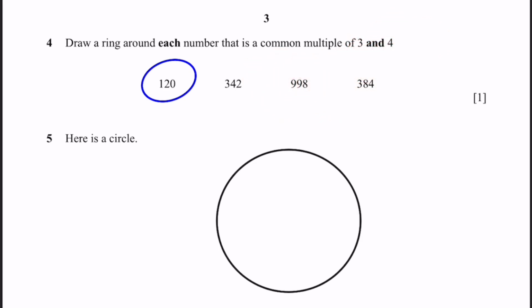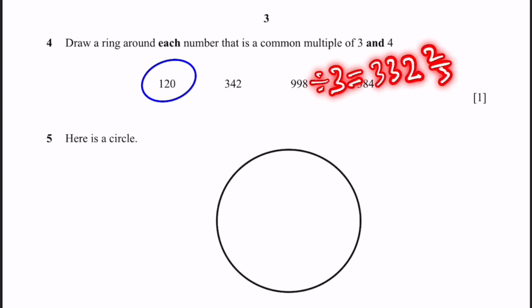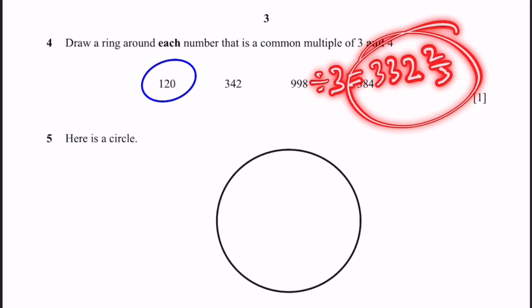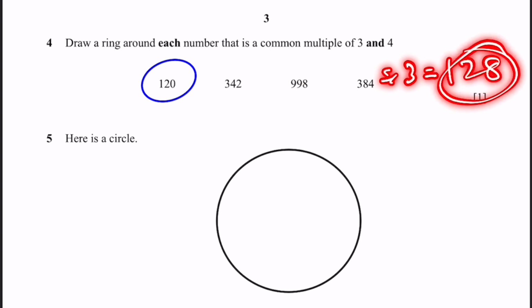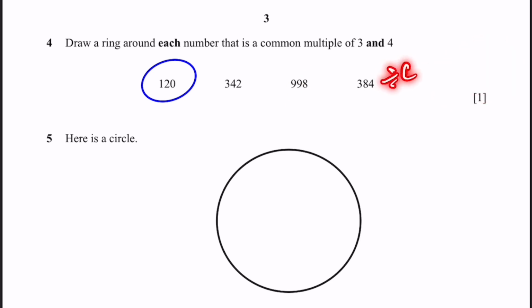998. When we divide by 3, we get 332 and 2 by 3, and that's not an integer. Also, when we divide by 4, we get 249.5. So this is not an integer either, so this is not counted. 384. When we divide by 3, we get 128. And when we divide by 4, we get 96, which is also an integer, so we can circle that.